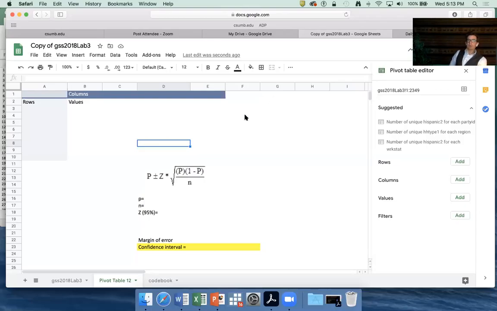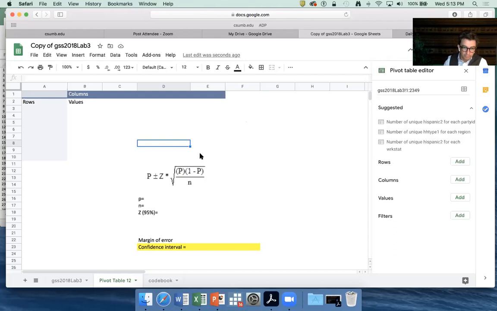All right, so let's say now I'm asking you in the lab to tell me what percent of Americans are very happy. Of Americans, not what percent of respondents in this sample, right? I'm asking you a question about the population. What percent of Americans are very happy?